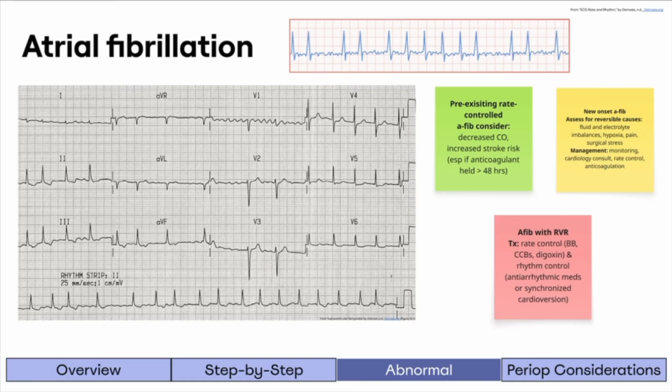Atrial fibrillation, which presents with no discernible P waves, results in a loss of atrial kick, decreasing cardiac output by up to 20%. It also puts patients at an increased risk of thromboembolism due to the fact that the atria are quivering rather than beating, which causes blood to pool instead of pump.